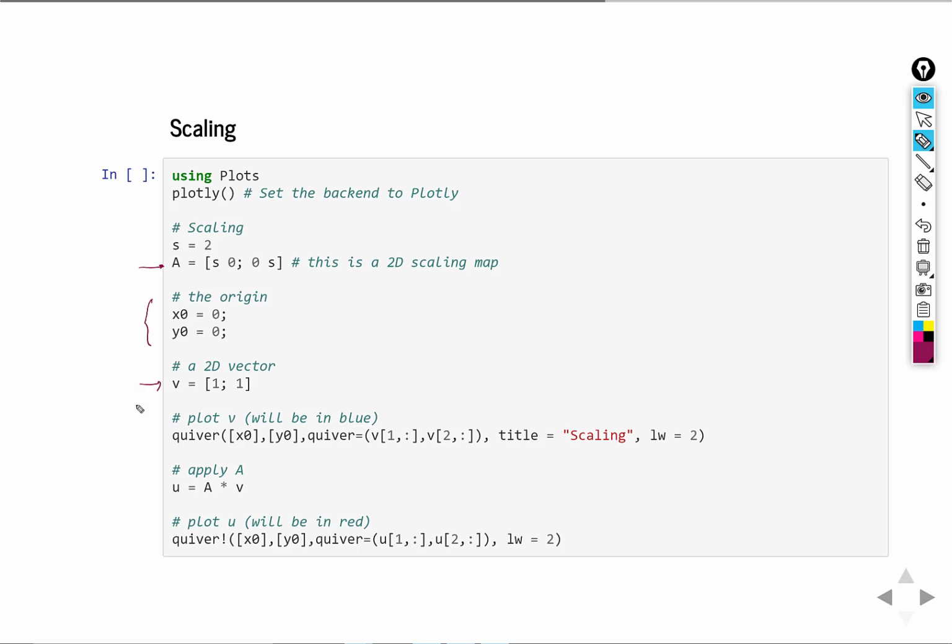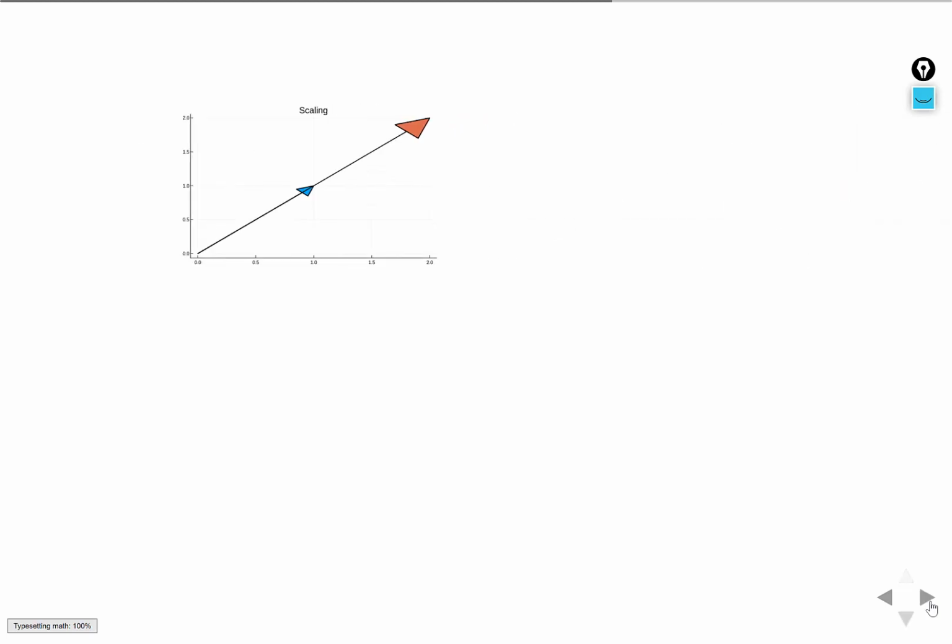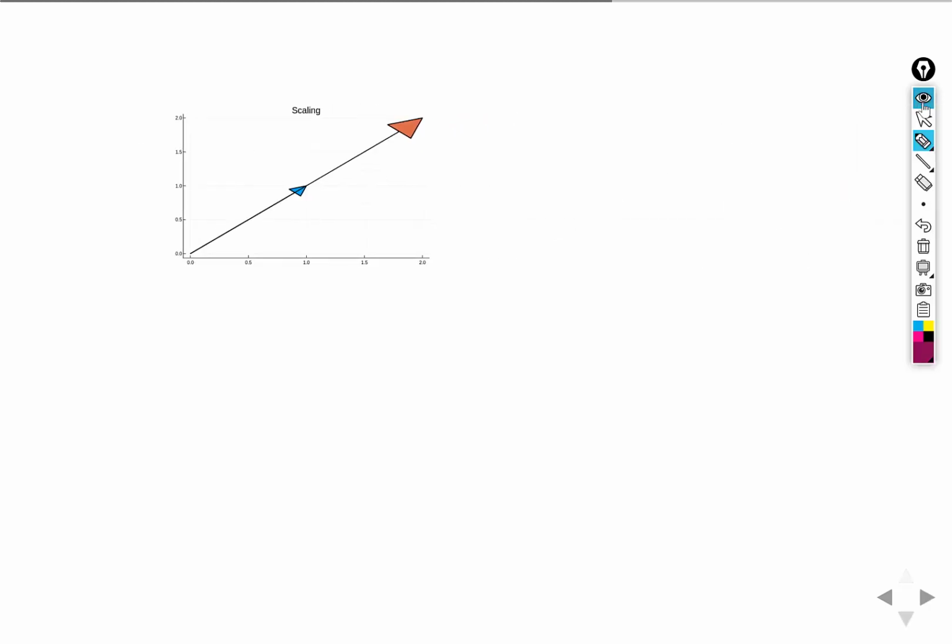We define a vector V. We plot V in this line. We apply A, our scaling matrix, to V and assign the result to U. And we plot U in the last line. So vector U is the scaled version of V. You can see here, this is V, and this is U.